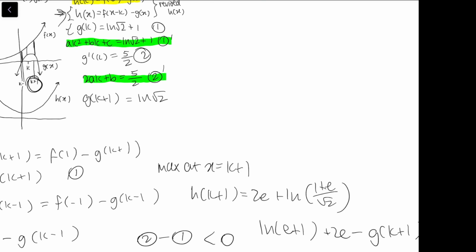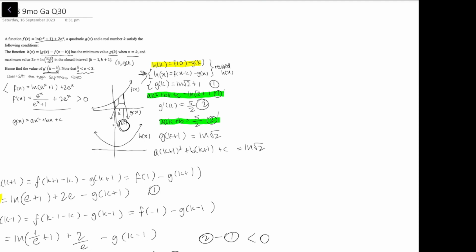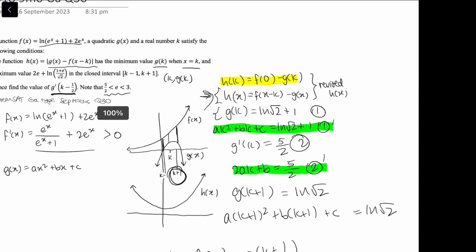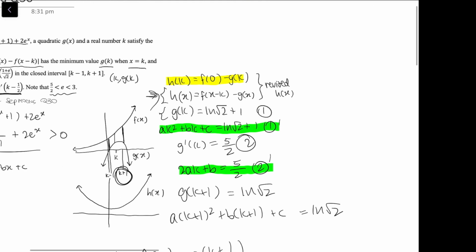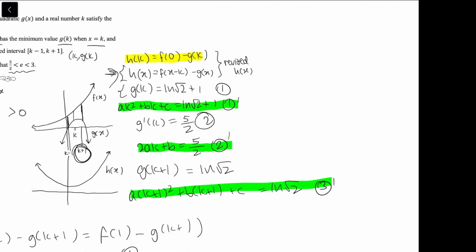And again, we'll write this using our general quadratic equation. We have a of k plus 1 squared plus b of k plus 1 plus c is equal to ln root 2. I guess now we have the tools to probably try to solve the actual final answer. So the final answer here, we see that we want to find the value of g prime of k minus 1 over 2. But the problem here is we know that we have 4 variables. We have a, b, c, and k. Since we have 4 unknowns, we should have 4 equations to solve for each of them. But right now we see that we only have 3 equations. So what should we do? Because from what we can see, we can't make any more equations from the information we've been given.